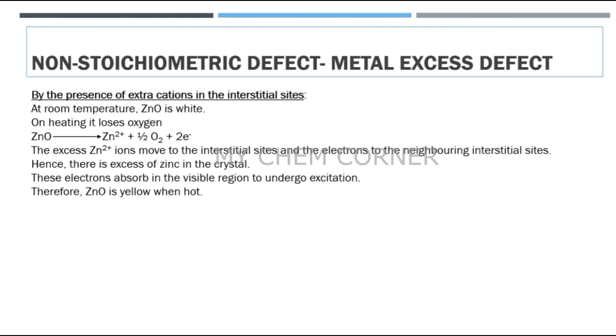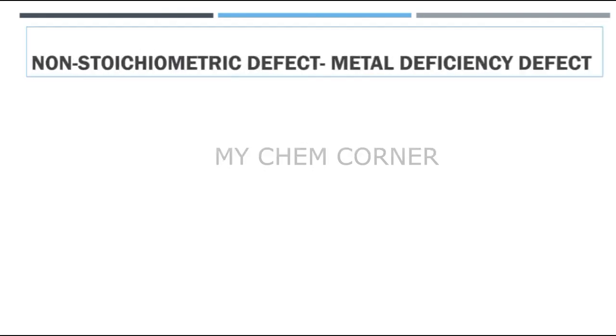Alright, now we have the last type, which is metal deficiency defect under non-stoichiometric defect. This defect is observed in metals exhibiting variable valency. In your periodic table, if you think about those metals which exhibit variable valency, where are they observed? They are observed in the d block elements, where you have your transition metals.